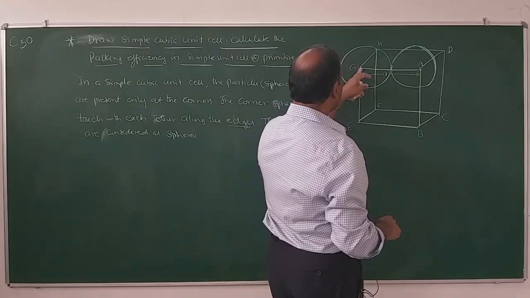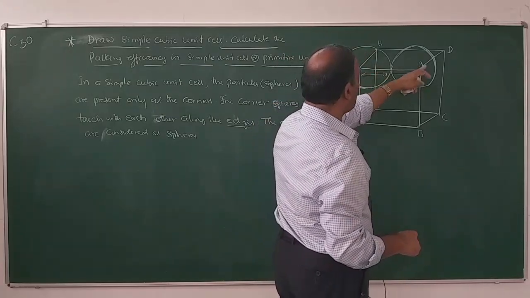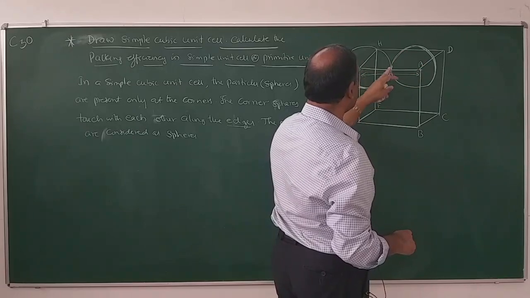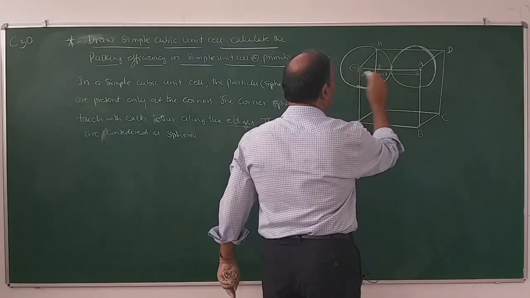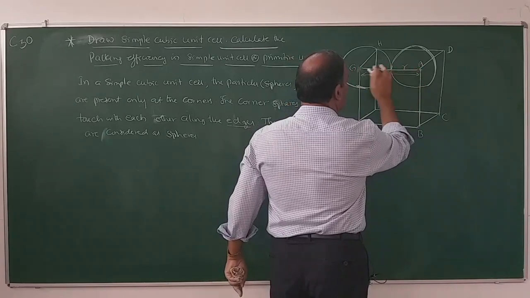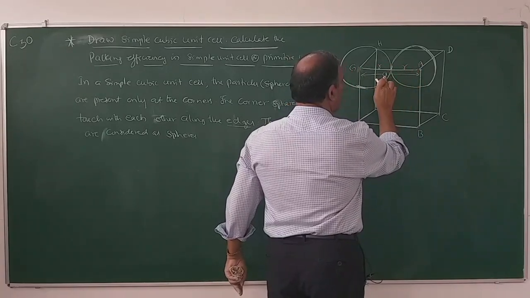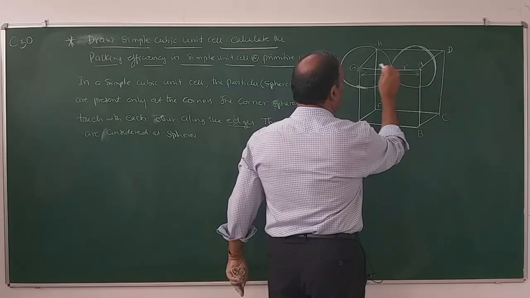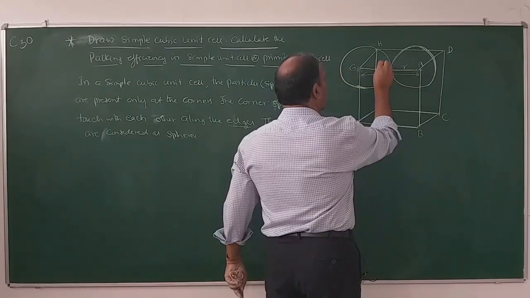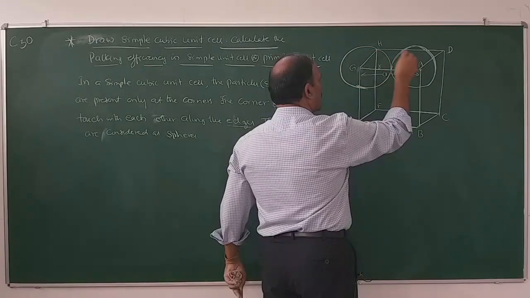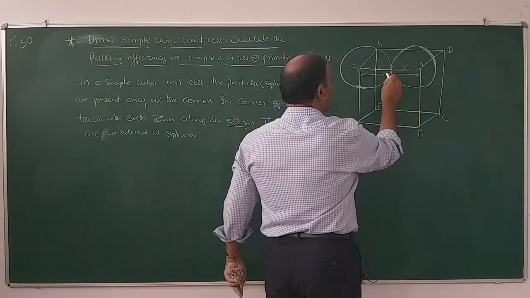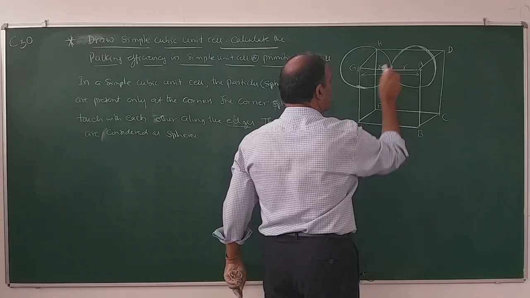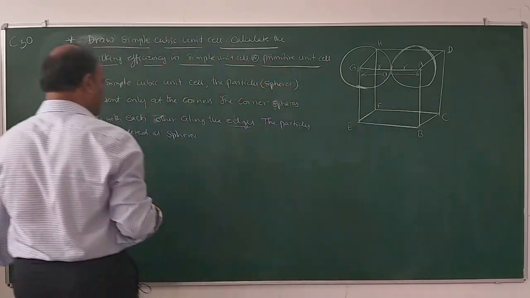So here, this is the center of this sphere, this is the center of this sphere. What is the distance here? Here r is the radius of this sphere, r is the radius of this sphere. Therefore what is the length? a is equal to 2r. r is the radius of this particle and r is the radius of this particle. The edge length small a is equal to 2r.